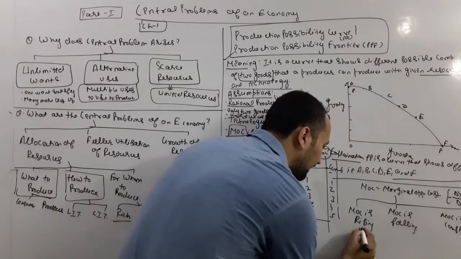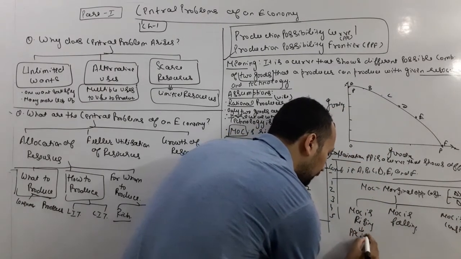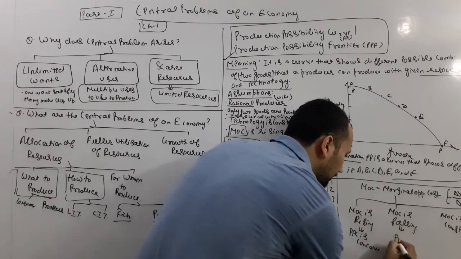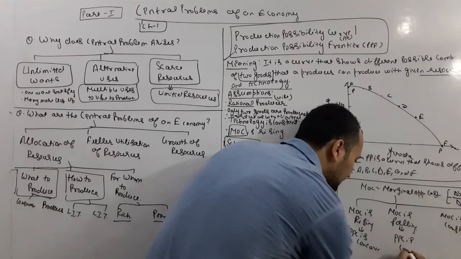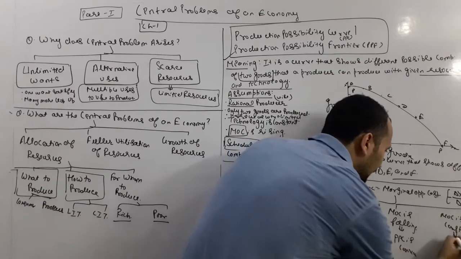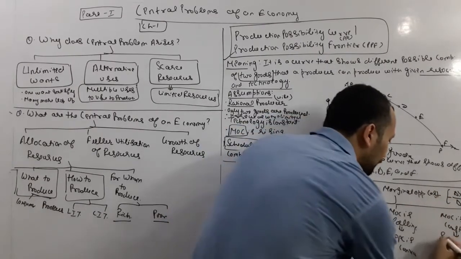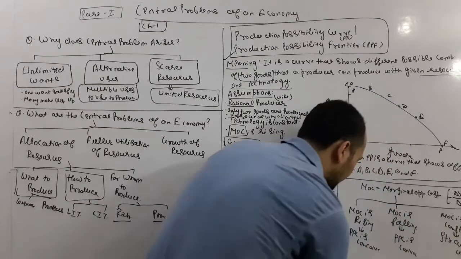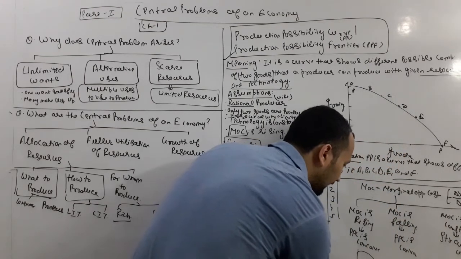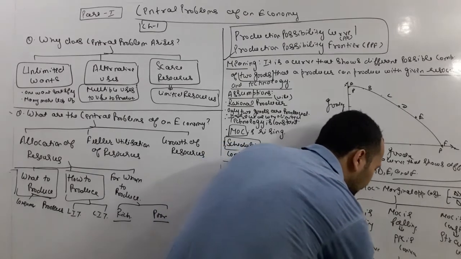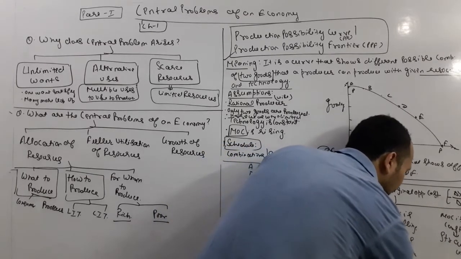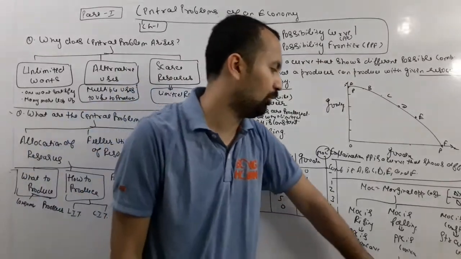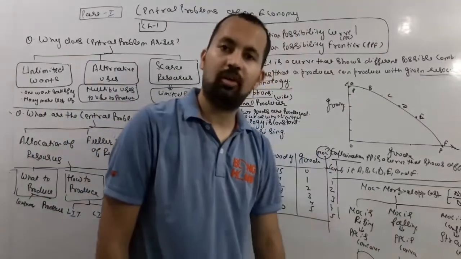If MOC is rising, PPC is concave. If MOC is falling, PPC is convex. If MOC is constant, the PPC is a straight line. And the shape was like this. Concave means in this manner, convex means in this manner, straight line means in this manner. These situations were there: if MOC is rising, falling, and constant.